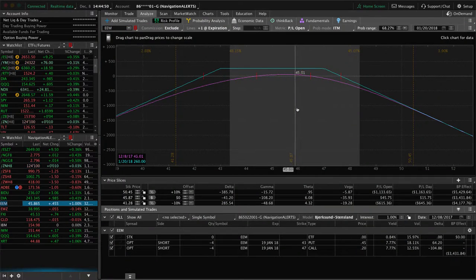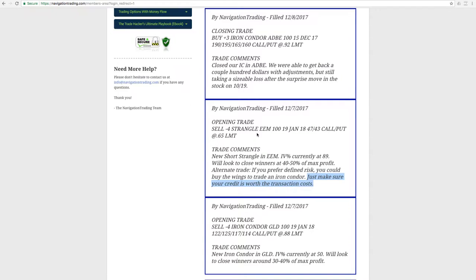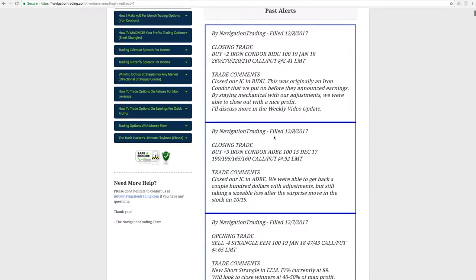Giving us a little bit of profit, but not much time has passed since we put that on. So waiting in EEM. And lastly, two more trades.